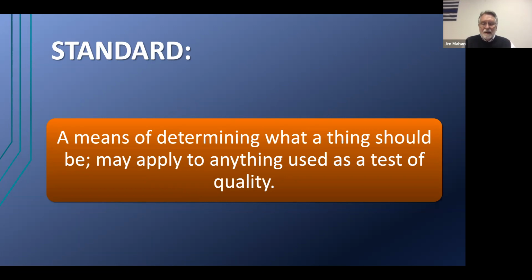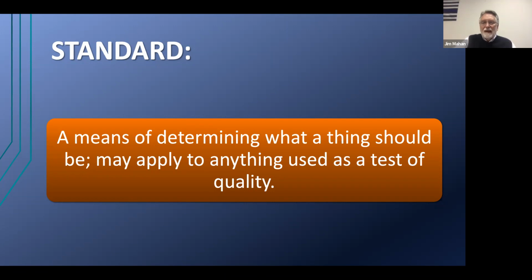Now we come into this whole thing of standards. A standard, I'm going to show you three definitions. A means of determining what a thing should be and may apply to anything used as a test of quality. So that's a little vague. A means of determining what it should be, and it might apply to quality.